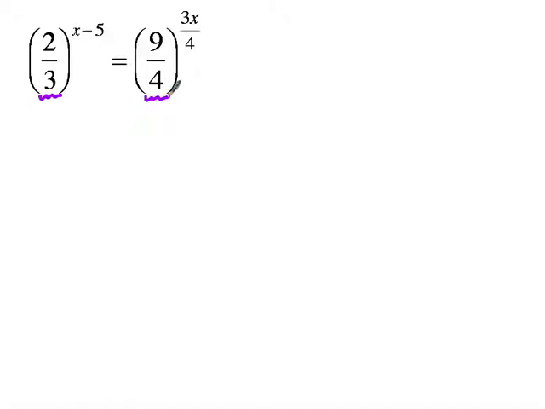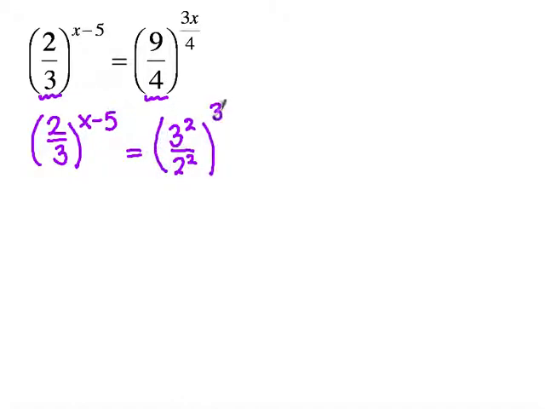Okay, let's think about what a base would be that would be in common with both. 12. Yeah, it's actually 2/3. Now, for those of you wondering where on earth did that come from, I'm going to look at this side first and write it down. And then I'm going to come over here. Okay. What do you know that 9 is? 3 squared. What do you know that 4 is? 2 squared. Okay, so we're going to come back to this in a little bit.